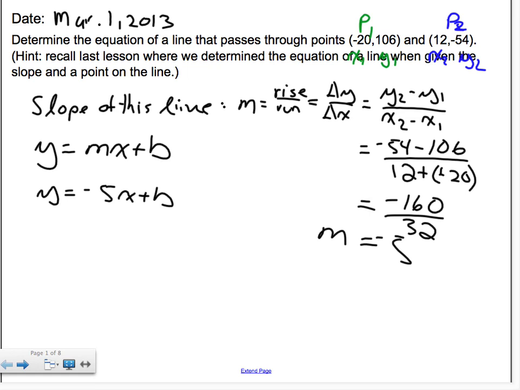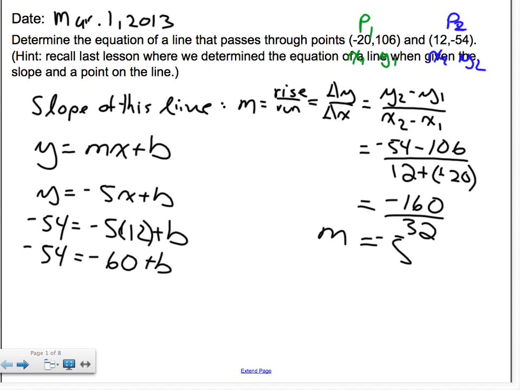So like what Andrew is saying, I'm going to use the one with the smaller number. So here y is negative 54, and x is 12. Right? So in other words, when x is equal to 12, my result will be negative 54. So we plug that in. Then we get negative 54 is equal to negative 60 plus b. So you're going to add 60 to both sides. So b is equal to 6.